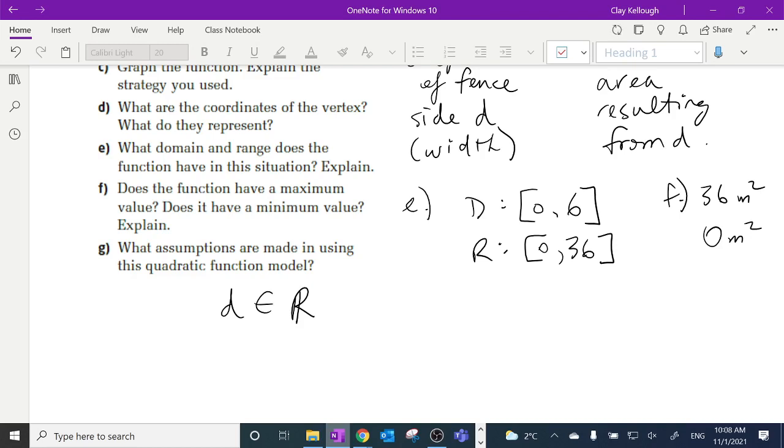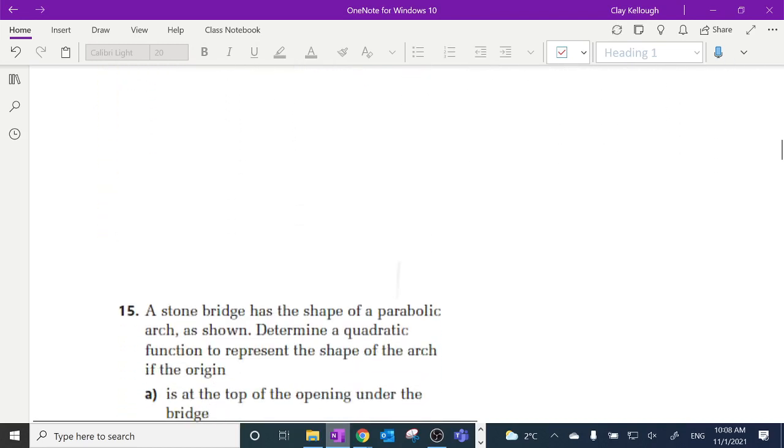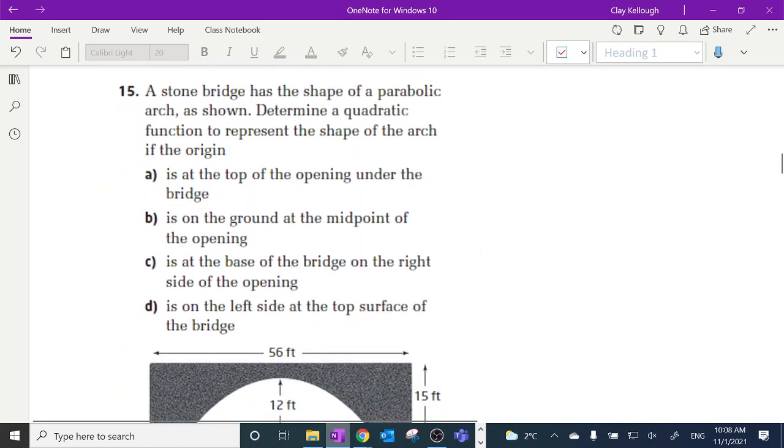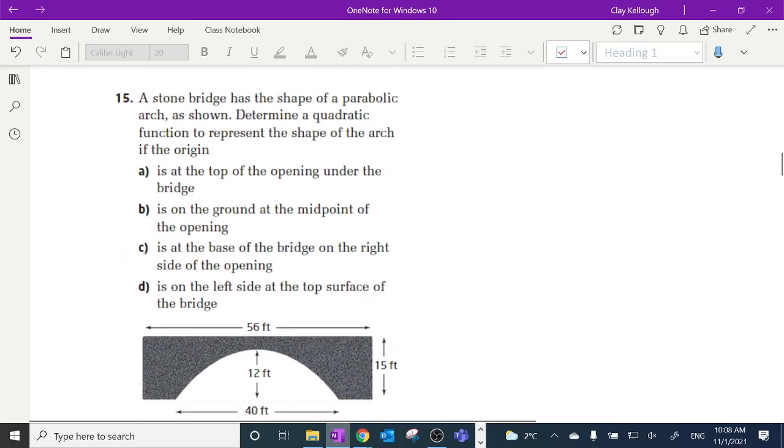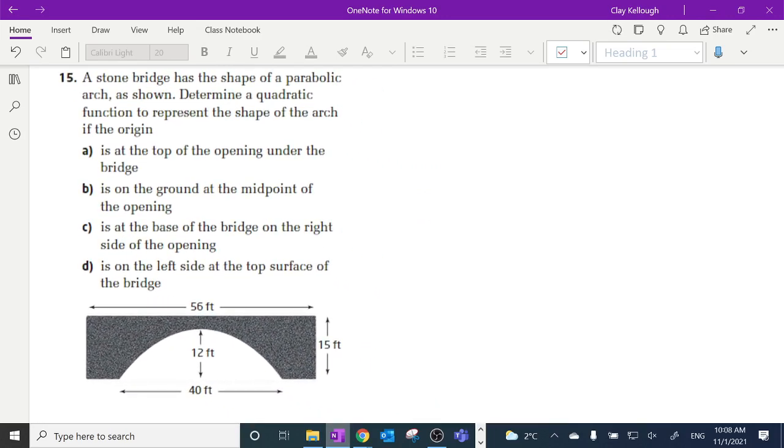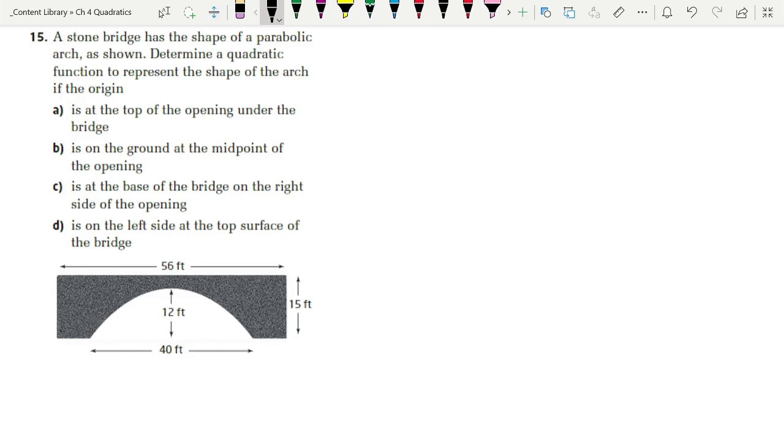Okay, so there we go. So there's the next question. All right. A stone bridge has the shape of a parabolic arch as shown. Determine a quadratic function to represent the shape of the arch if the origin, A, is at the top of the opening under the bridge. So I'm going to have to use maybe a different color here because this is black. Let's use red. So what if my origin is right there? What is the equation of this graph?